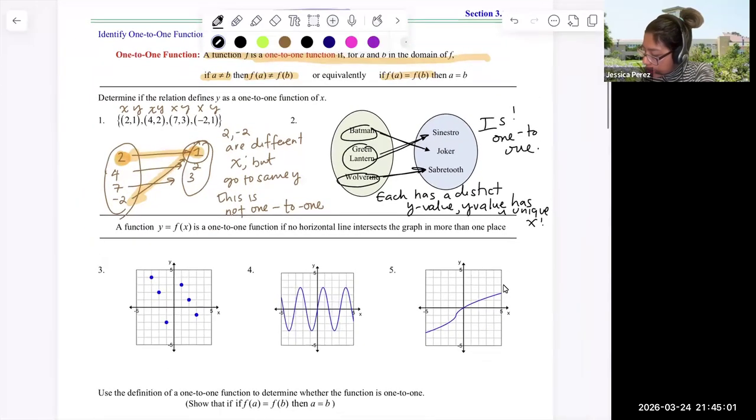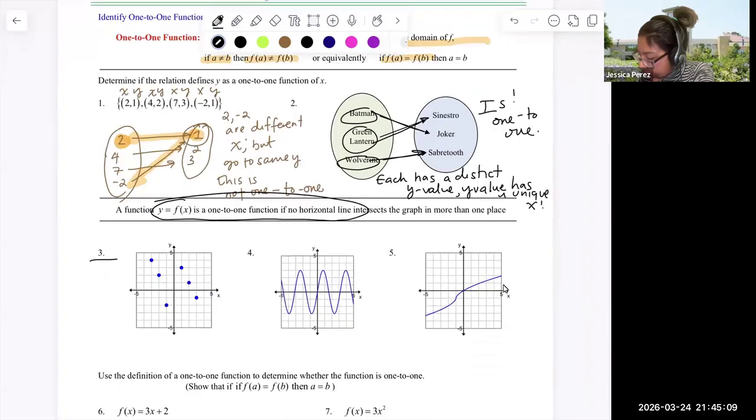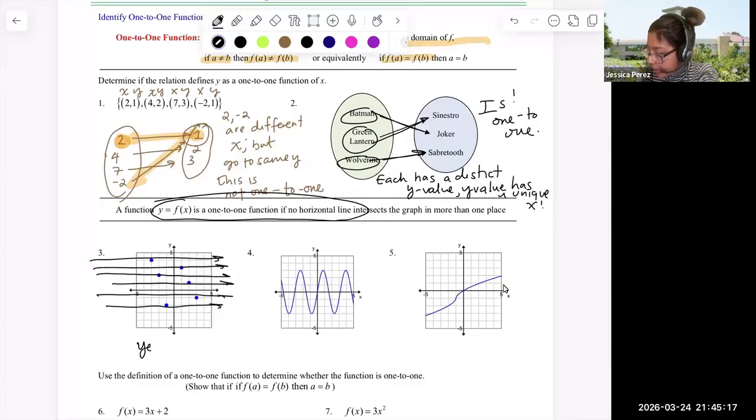Now, a function f of x is one-to-one if no horizontal line intersects the graph at more than one place. So it has to pass the horizontal line test. See, it only touches it once, once, once, once, once. So yes, this is one-to-one. It passes the horizontal line test.